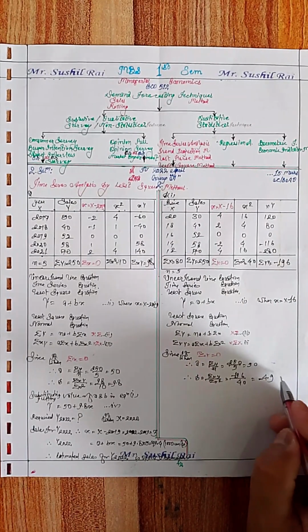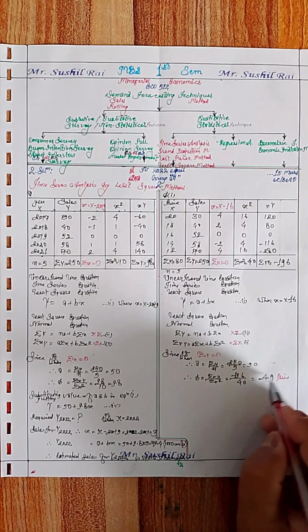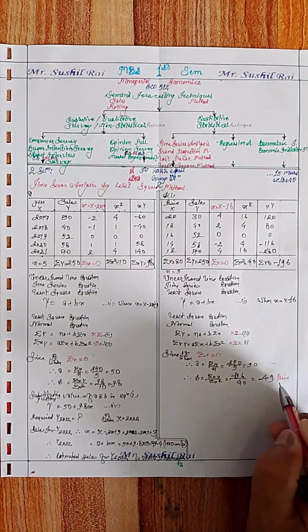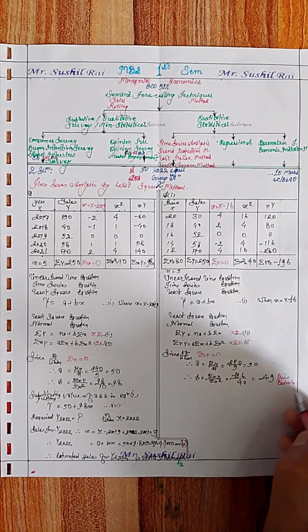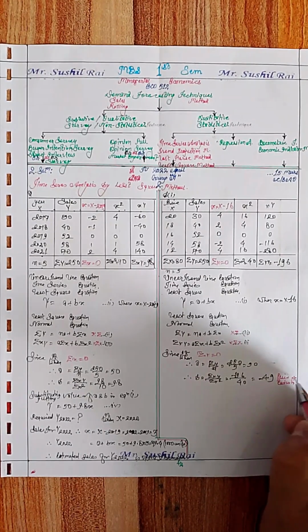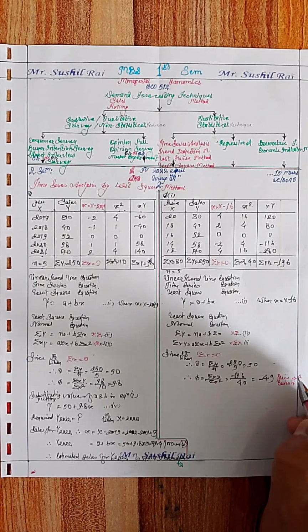Price elasticity implies delta Q by delta P.